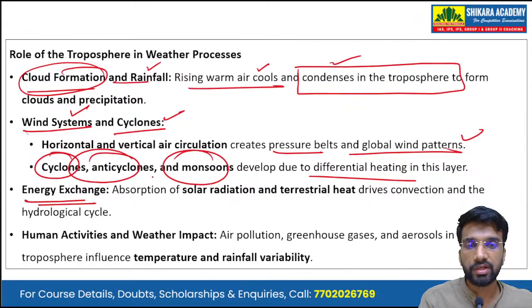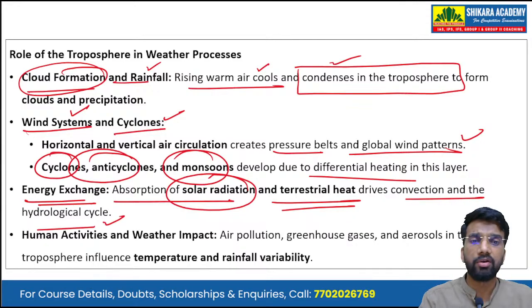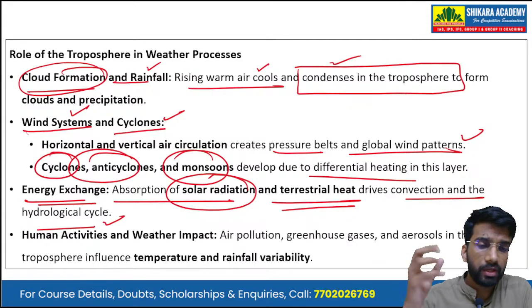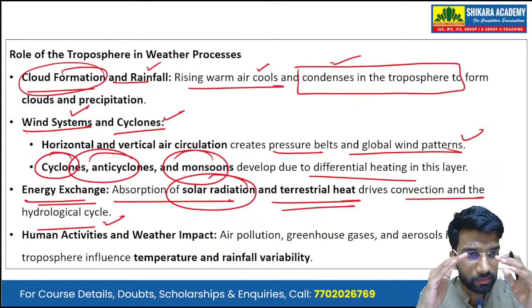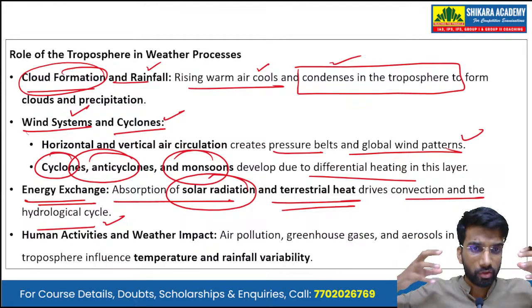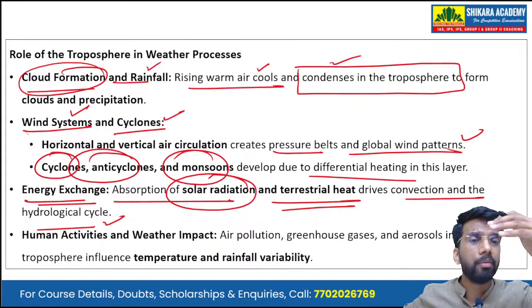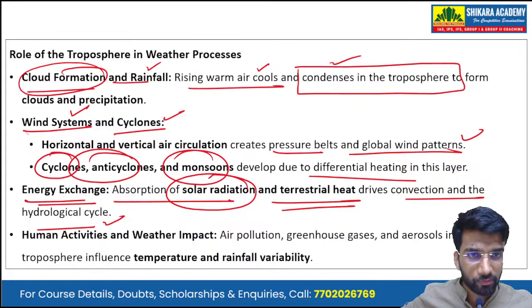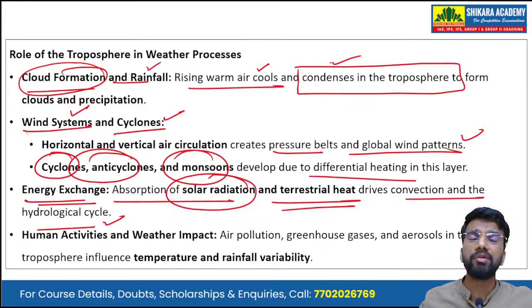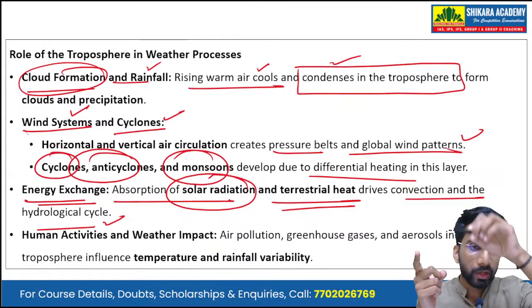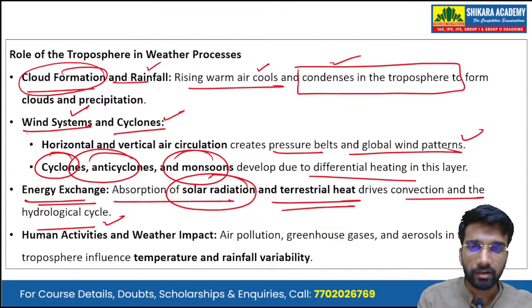Then there is energy exchange. Absorption of solar radiation and terrestrial heat drives convection and the hydrological cycle. The troposphere receives the solar radiation, and after heating up, the Earth also emits certain heat, certain rays. These rays are mostly trapped by the troposphere. So it is the troposphere which drives the convection as well as the hydrological cycle. It is the flow of heat and water vapor that drives the hydrological cycle.